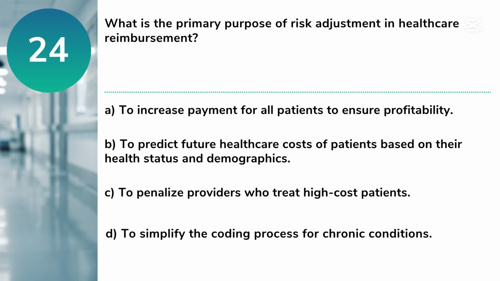Question 24. What is the primary purpose of risk adjustment in healthcare reimbursement? A. To increase payment for all patients to ensure profitability. B. To predict future healthcare costs of patients based on their health status and demographics. C. To penalize providers who treat high-cost patients. D. To simplify the coding process for chronic conditions.